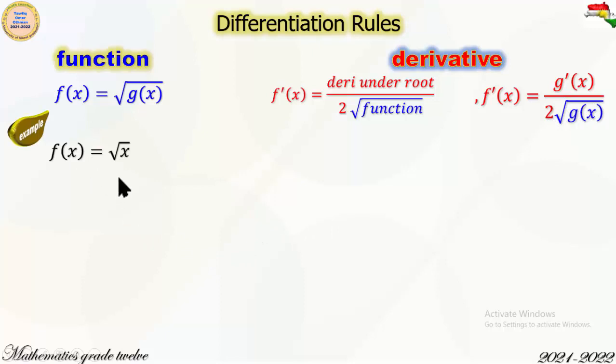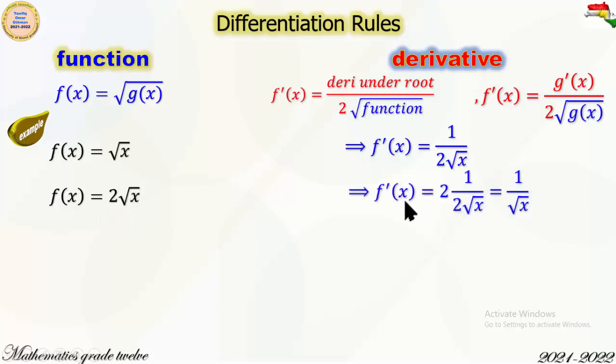Example, f of x is equal to square root of x. That means f prime of x is equal to the derivative of x, which is 1, over 2 square root of x. F prime of x is equal, write 2 and then take the derivative of square root of x, which we take in the first example, is 1 over 2 square root of x. And now cancelling 2 with 2, remain 1 over x.